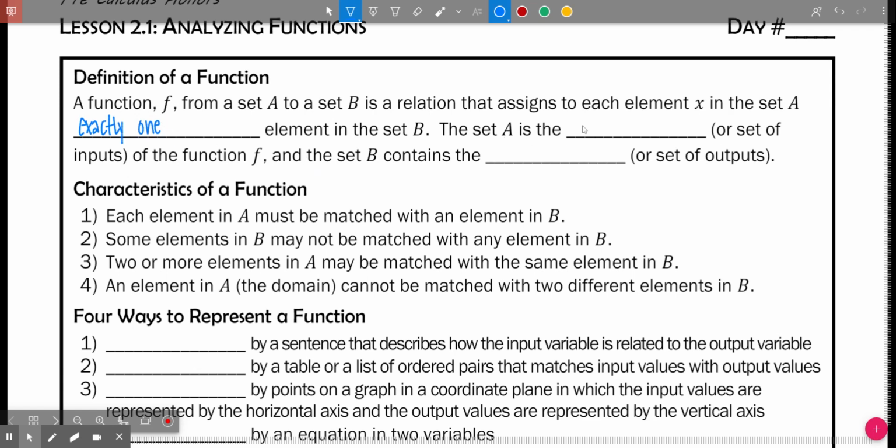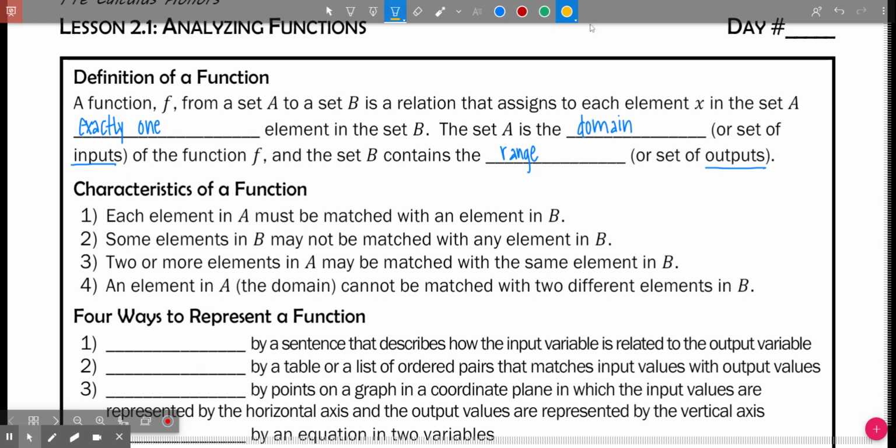The set A is the domain, or the set of all inputs of the function f, and the set B contains the range, or the set of all outputs of the function f.